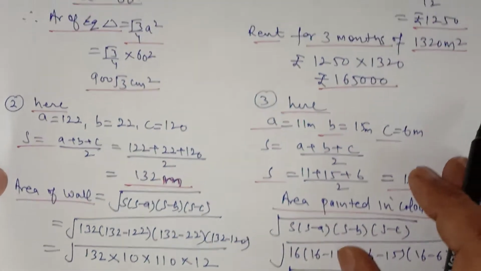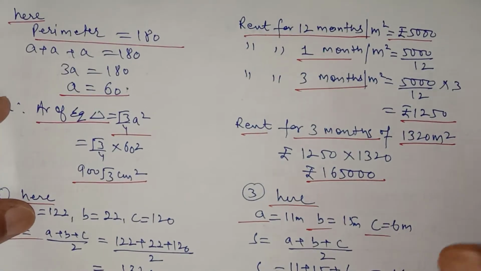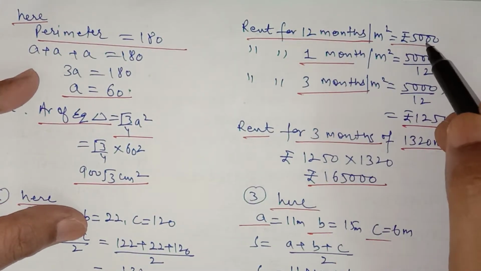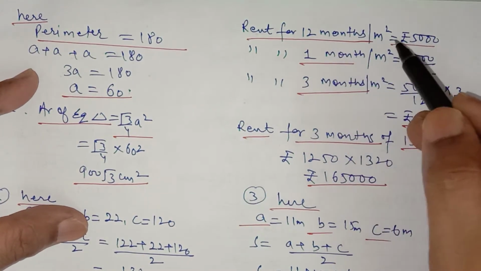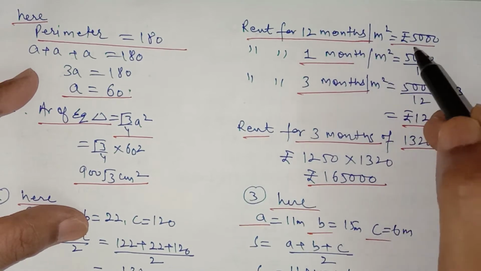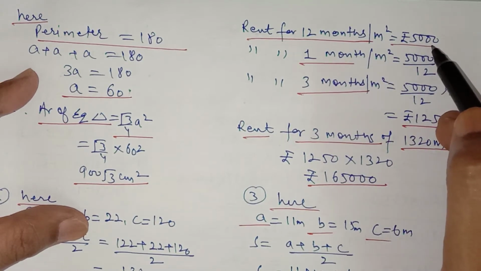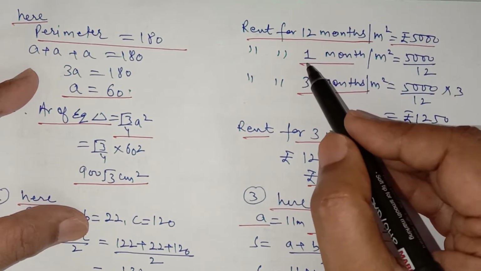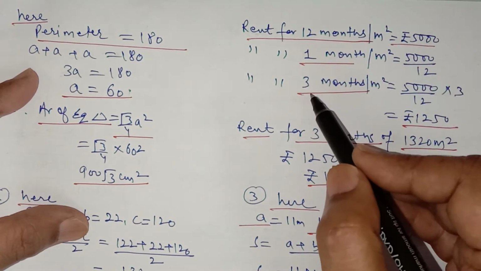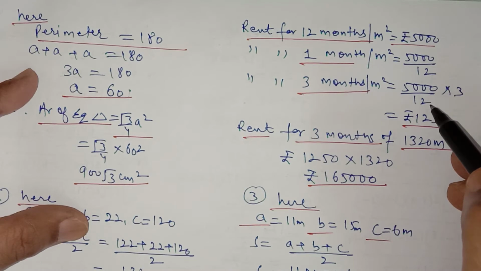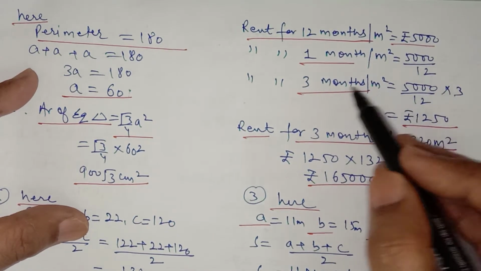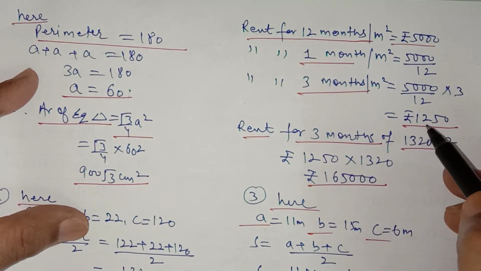So we use the unitary method to find the rent. Now it is given that there is a rent of rupees 5,000 for 12 months per meter square. So the rent for 12 months per meter square is 5,000. For 1 month it will be 5,000 divided by 12. For 3 months it will be 5,000 divided by 12 into 3. This is the rent of 1 meter square for 3 months, that is 1250.